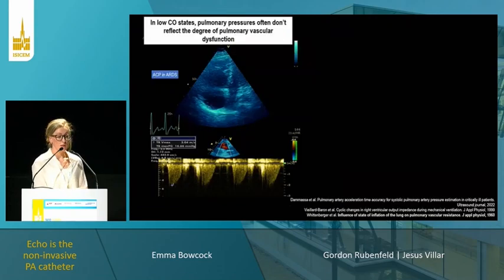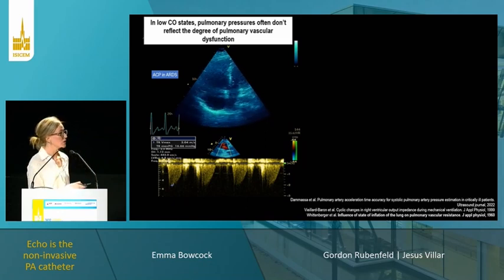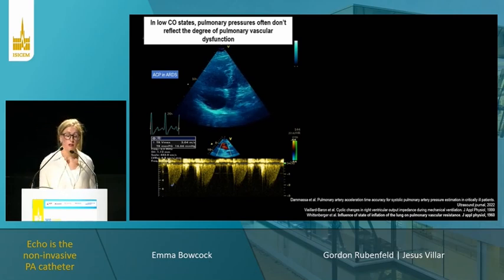So we know that, of course, in low cardiac output states our pulmonary pressures often don't reflect the degree of pulmonary vascular dysfunction that we're dealing with. And in this patient with acute cor pulmonale and ARDS, with this big dilated right ventricle, big dilated right atrium and paradoxical septal motion, the pulmonary pressures are quite low because the patient's not able to generate that.